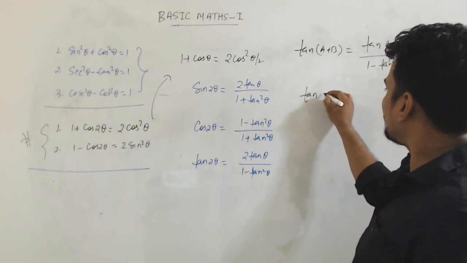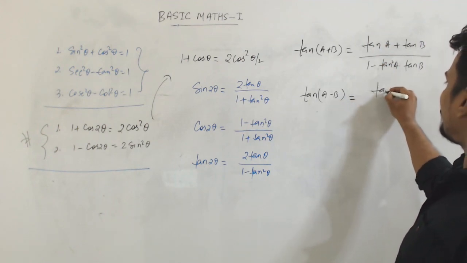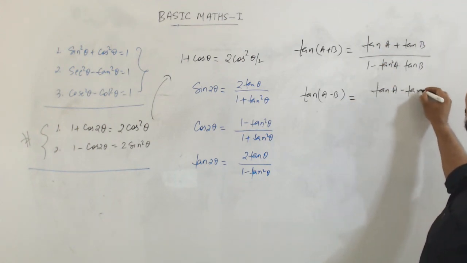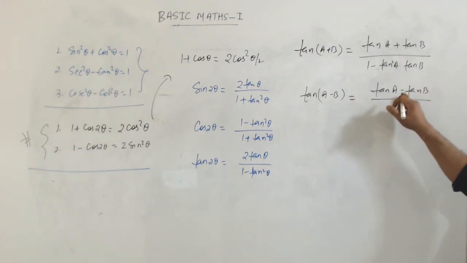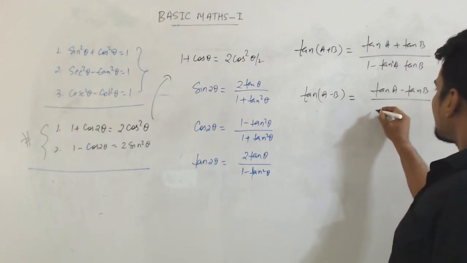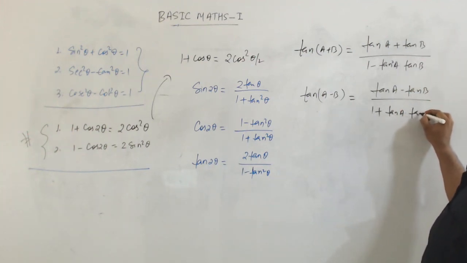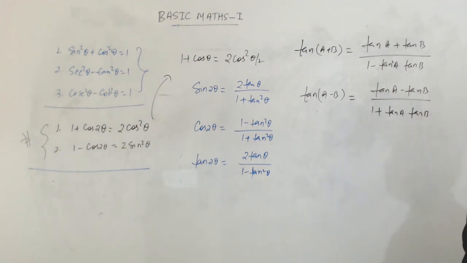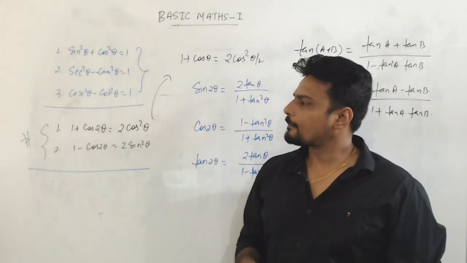Likewise, if we have tan of a minus b, that is going to be tan of a minus tan of b. In the numerator, the sign would be followed. If it is minus, it's going to be minus. But in the denominator, it behaves slightly different. It's going to be 1 plus tan a times tan b. All good? Well, these are the fundamentals of trigonometry, and I'm sure you guys have learned it.